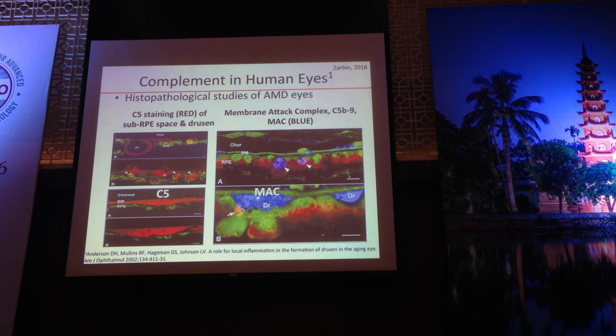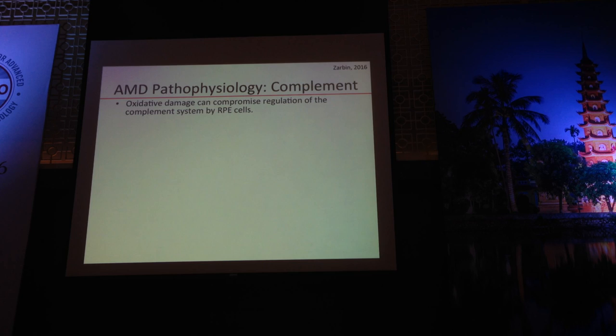And here we see membrane attack complex present underneath the RPE cells. So these data, you can see how it got people thinking that the primary site of damage may actually be in the choriocapillaris, Bruch's membrane, RPE, and not just in the RPE. How does oxidative damage fit into this picture?